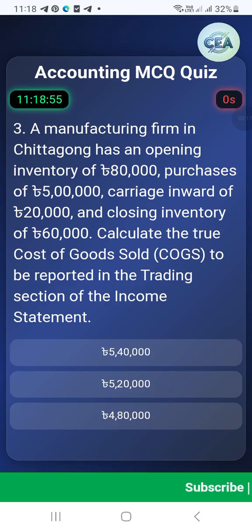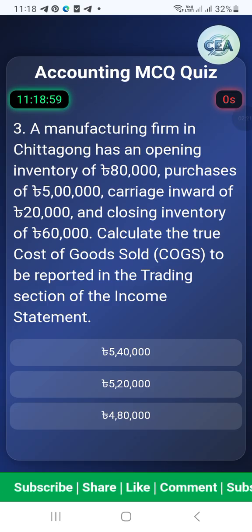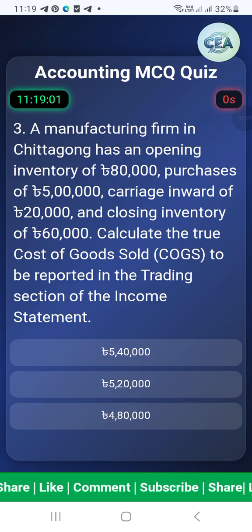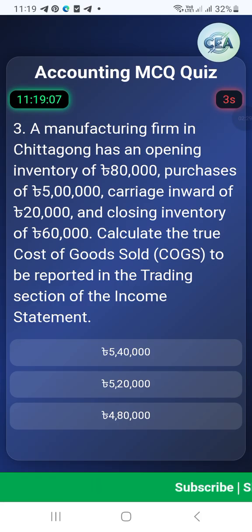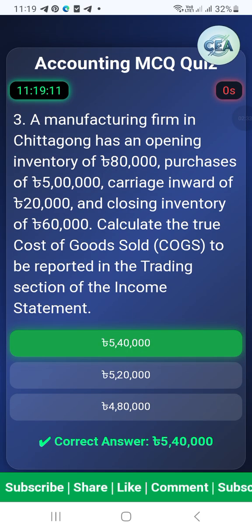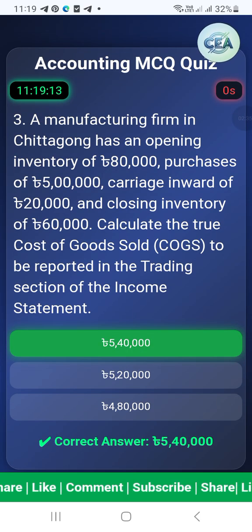Option 1. 540,000 takas. Option 2. 520,000 takas. Option 3. 480,000 takas. Correct answer is 540,000 takas.